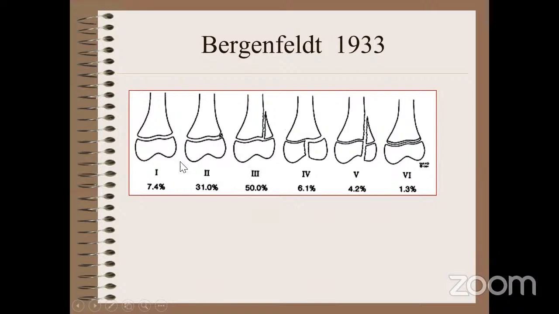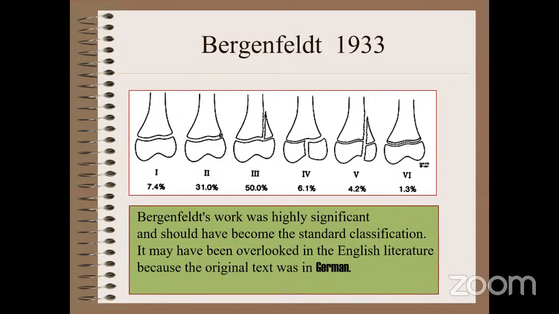Can you see this classification? It is very, very similar to what has been published today and what we follow, the Salter and Harris, with a small modification here and there. But then why didn't Bergenfield get the recognition? Simple reason, all his work was in German. If you go to some other language and some other country, this is what should have become the standard classification. But again, English literature, unless some Englishman copies it and puts it as his own, it doesn't come into popular literature. Most of us probably study in the English language.